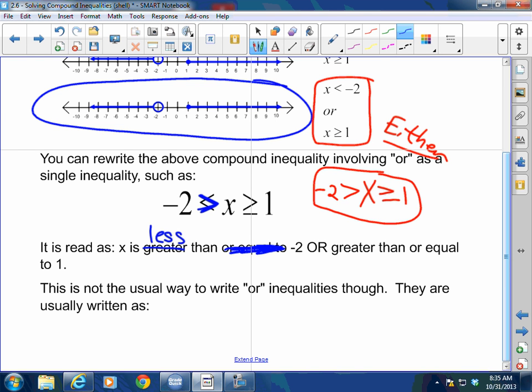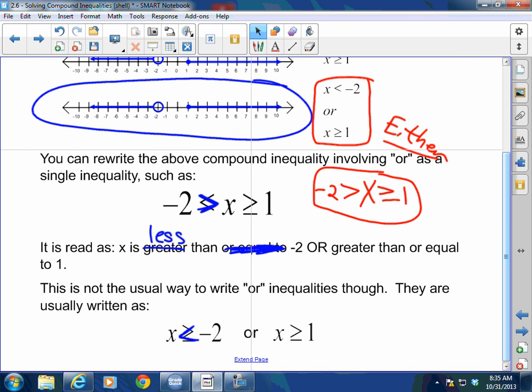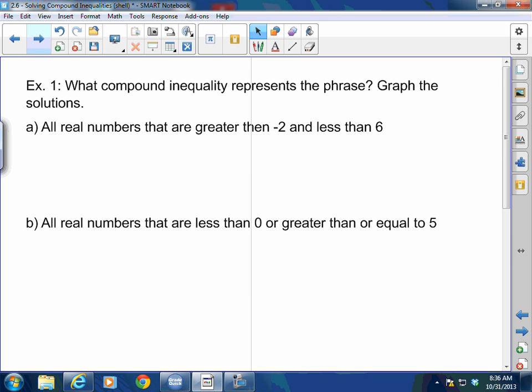This is not the usual way to write the OR inequalities, though. They are usually written, like I said, as that. And again, I screwed this up too. Sorry. This is less than. Okay? So you have x is less than negative 2 or x is greater than or equal to 1. Does that make sense, boys? Excellent. May I continue, gentlemen? Yes, excellent. Okay, number 1.